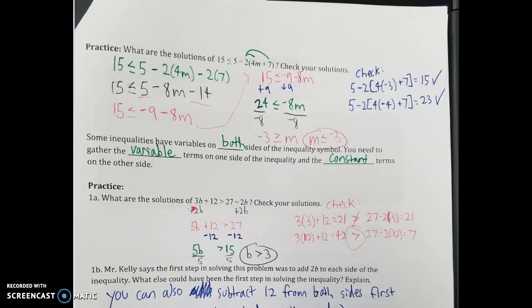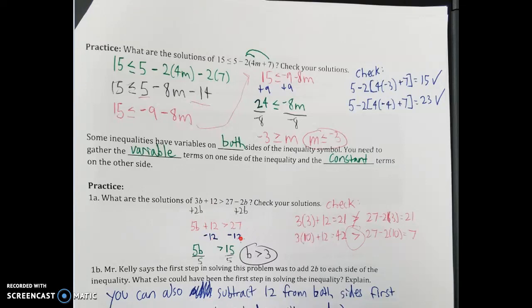So in this first example, 3b plus 12 is greater than 27 minus 2b. The first thing you can do is add 2b to both sides, because I can choose to move all my variable terms over to the left and cancel out anything on the right. After I've moved those to the left and I get 5b plus 12, I want to get rid of my constant terms from the left-hand side and move them over here.